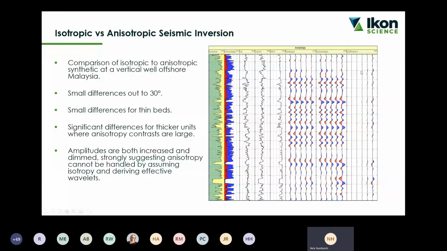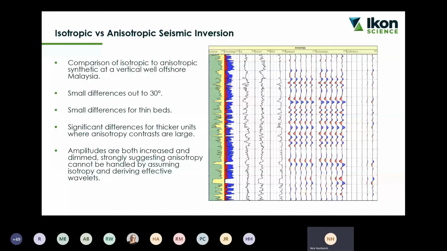And if we look at the difference, which is a straight subtraction, we can see that in the near angle case, there's not a lot of difference, as you might expect, but as you build out beyond 30 degrees, you start to see big changes. So it's really your VP/VS ratio and density term which are being impacted here.